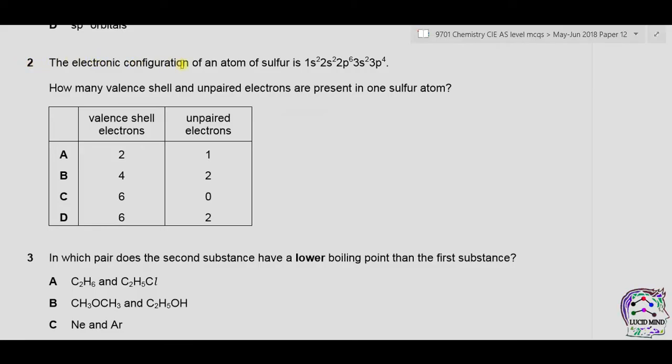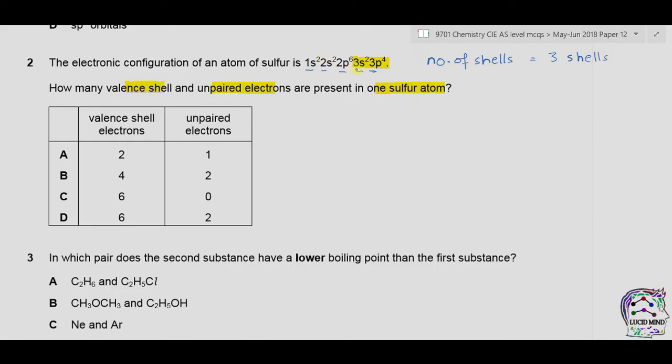Question 2. The electronic configuration of an atom of sulfur is given. We have 3s2, 3p4. How many valence shell and unpaired electrons are present in one sulfur atom? We have numbers 1, 2, 3. Now these numbers represent the principal quantum number. It also represents the number of shells. So we can see that there are 3 shells present in one atom of sulfur. So in total we have 3 number of shells.